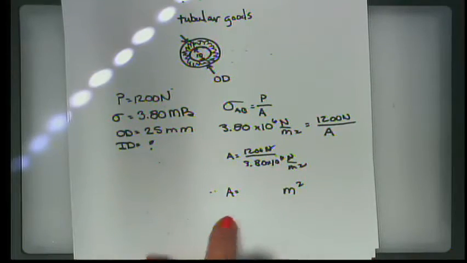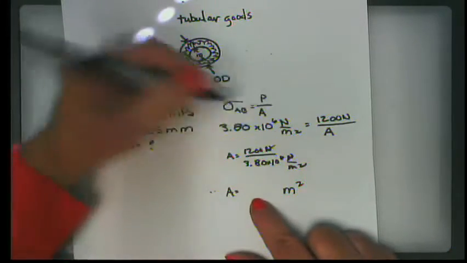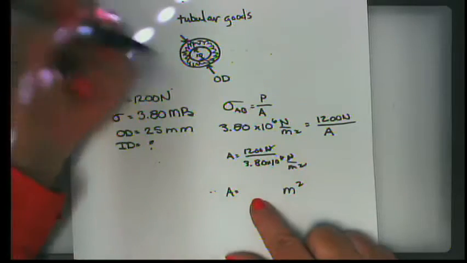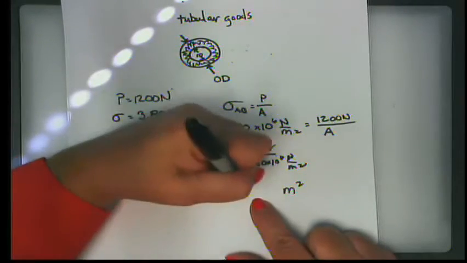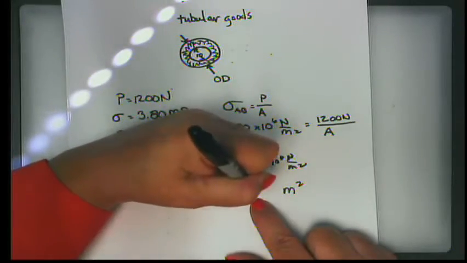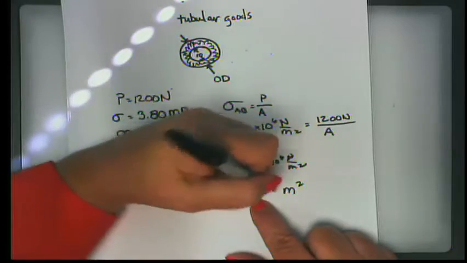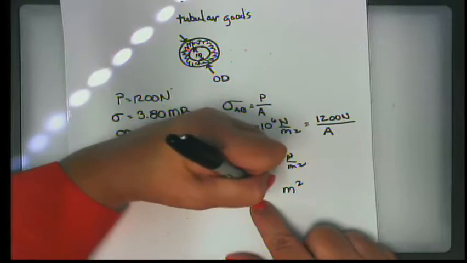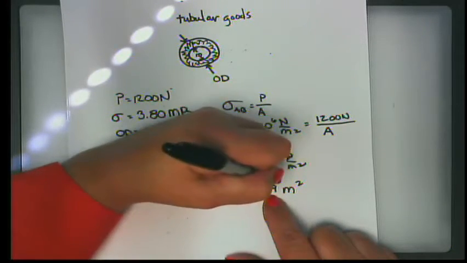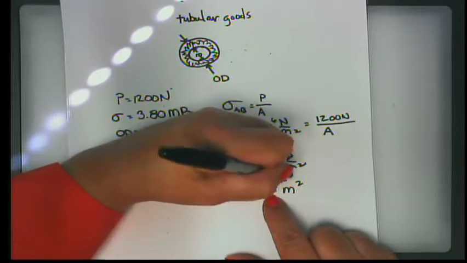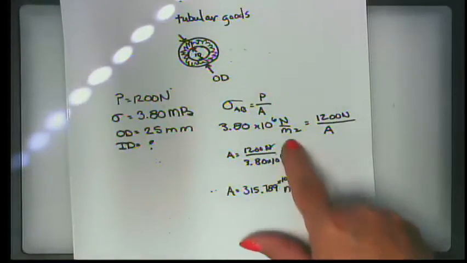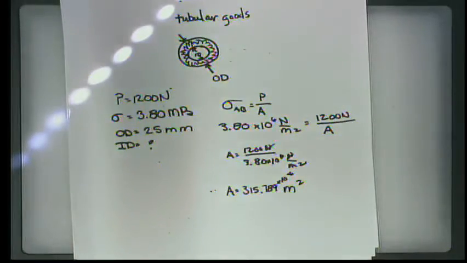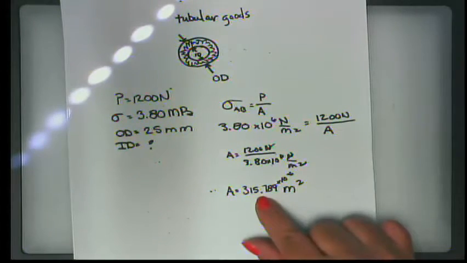Okay. And when I do this, I find that the area that is bearing that stress is 315.789, which I'm going to carry out a few decimal places. These are not significant, but we're going to do that anyway for now, times 10 to the minus 6, because 10 to the 6 in the denominator becomes 10 to the minus 6 in the numerator. So this is the area that is bearing the stress.